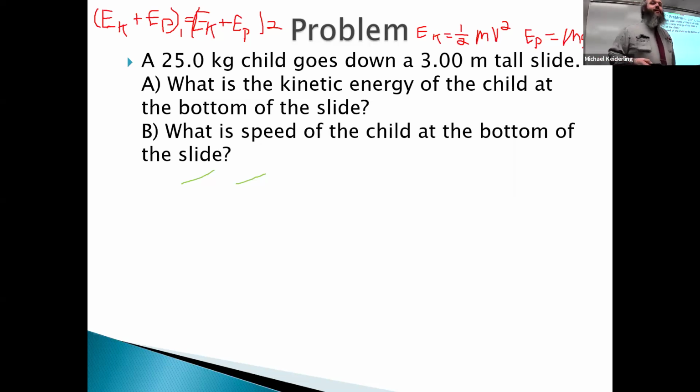So remember, kinetic energy plus potential energy at the start equals kinetic energy plus potential energy at some later time. And kinetic energy is 1/2 mv squared, potential energy is mgh. With a 3-meter tall slide, you can set 0 meters to be the potential energy at the bottom, 3 meters to be the height at the top, and calculate the potential energy from there.